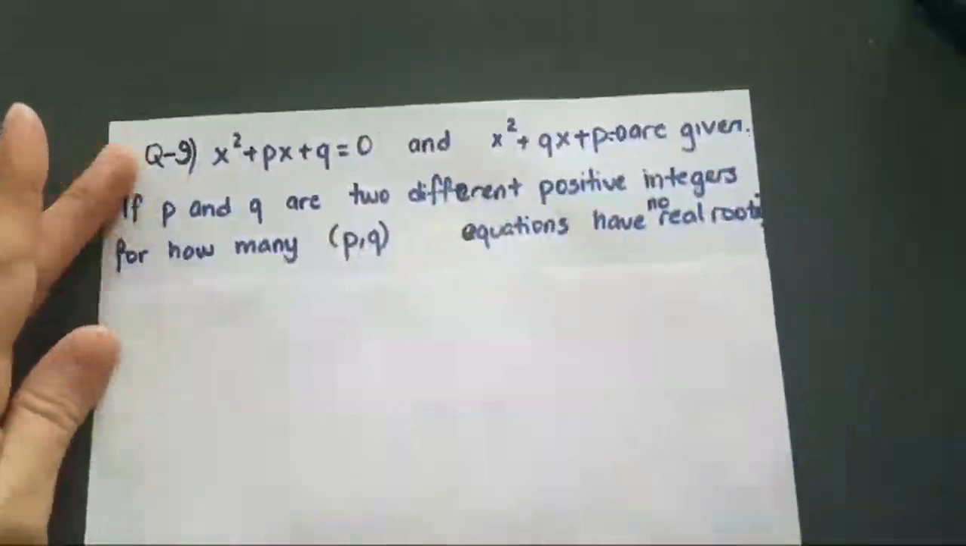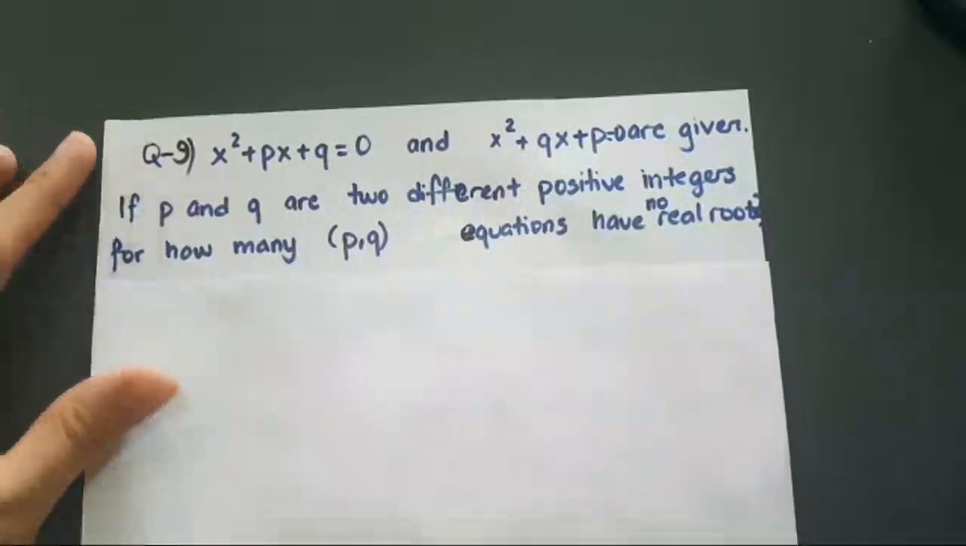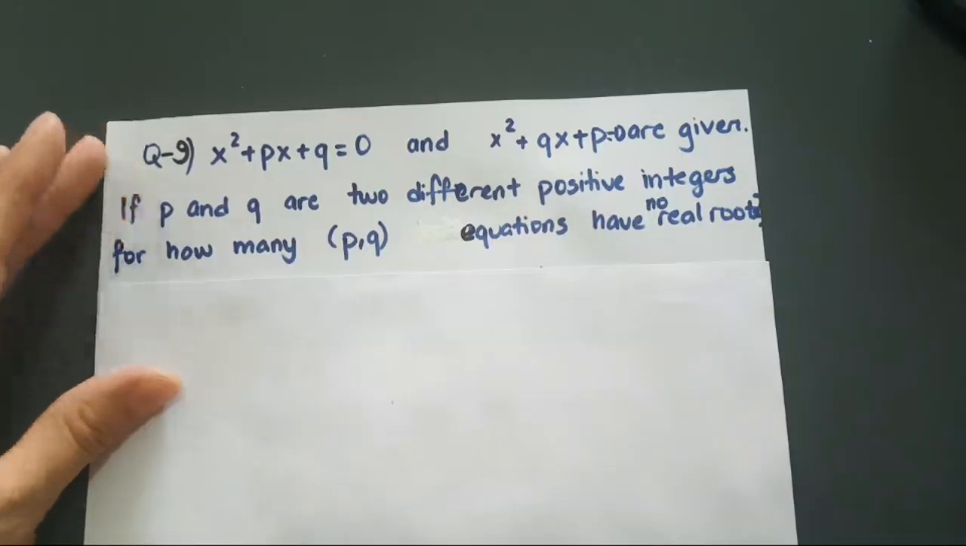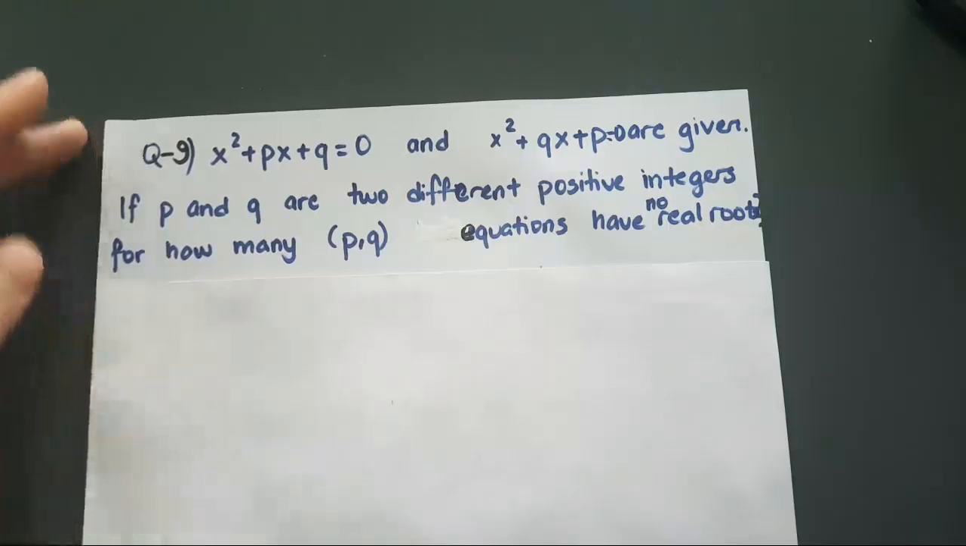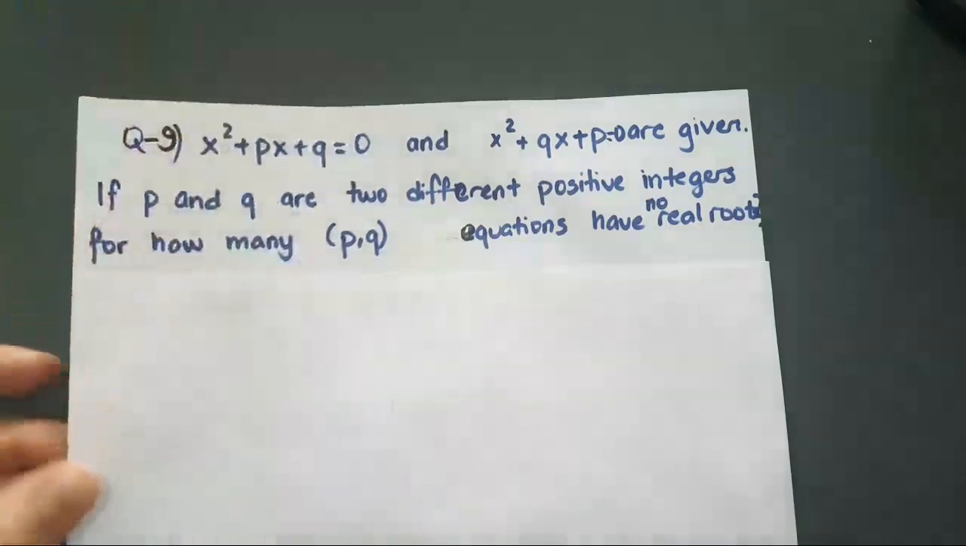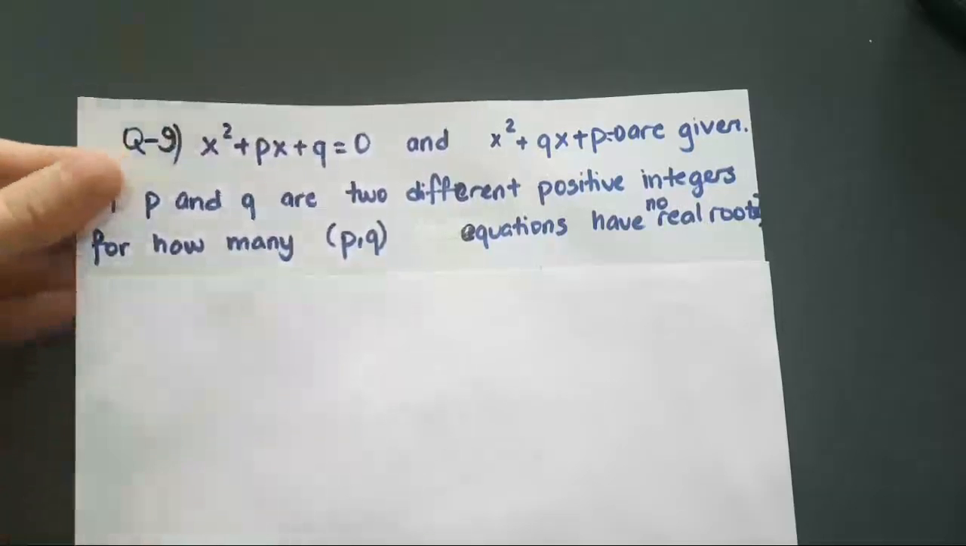Some of you are late. This was the question. Equations were given: x squared plus px plus q and x squared plus qx plus p are 0. p and q are two different positive integers. For how many ordered pairs p and q do these equations have no real roots?